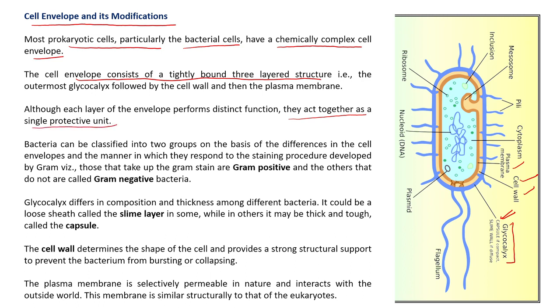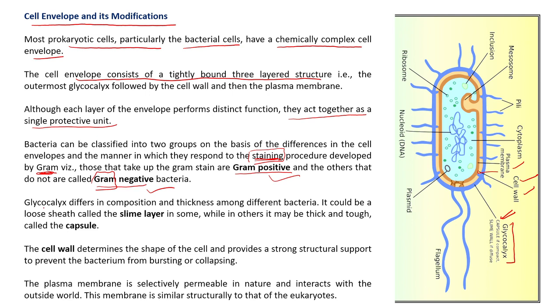On the basis of the cell wall, bacteria are further divided into two categories. One is gram positive and the other is gram negative. Gram is the name of the scientist who created one dye, a staining reagent. When bacteria take up this reagent and become colored, they are called gram positive, and bacteria which don't get stained are called gram negative bacteria.